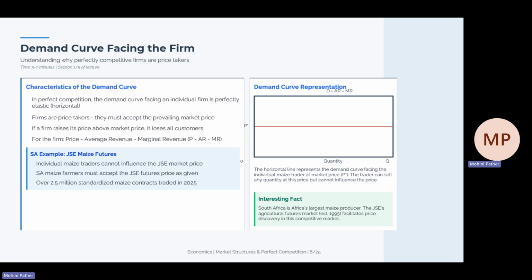Okay, at this point. So a perfect example, again, let's go back to our agricultural market. Individual maize traders cannot influence the price. So maize farmers accept whatever the futures price is provided by the market. There are over 2.5 million standardized maize contracts that were traded just this year. So this horizontal line shows you that the trader can sell any quantity at this price, but they cannot influence the individual price.